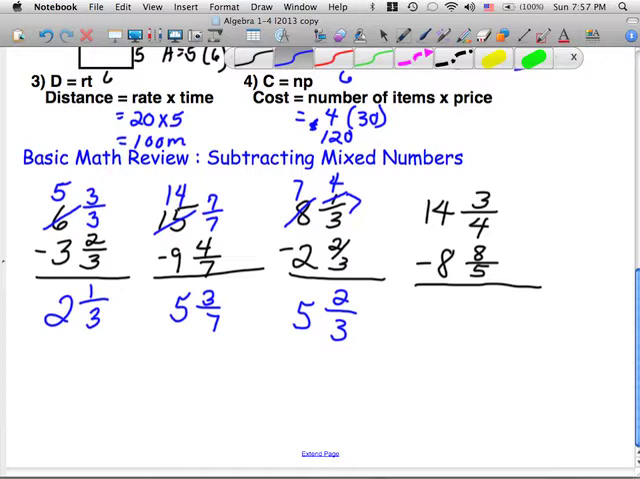This last example, we don't have the same denominator, so we have to take the fraction part and rename it. The least common denominator for 4 and 5 is 20.